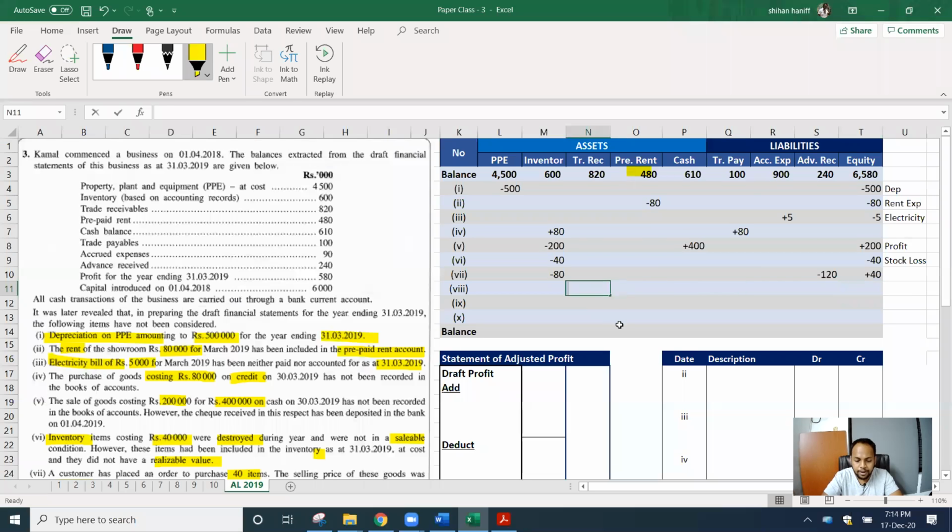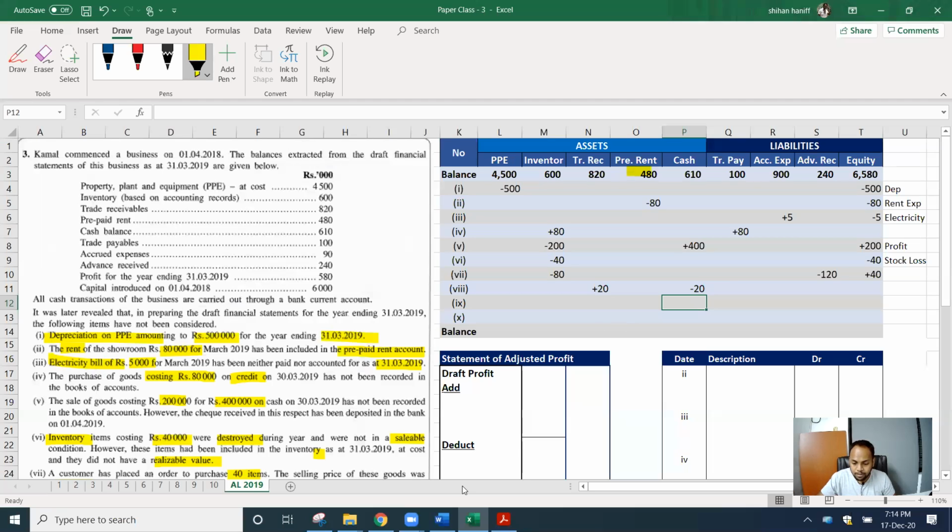Trade receivables will increase by 20. The bank balance will reduce by 20. When you receive the check, you reduce the debtors and increase the bank. Now it's returned. Bank balance will reduce and the trade receivable balance will increase because their check has been returned.